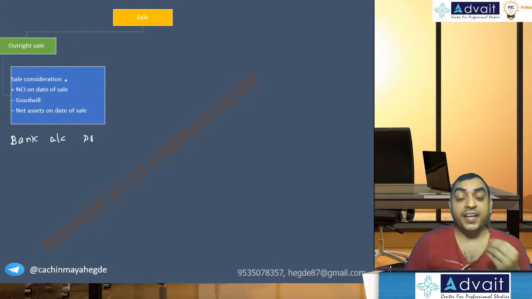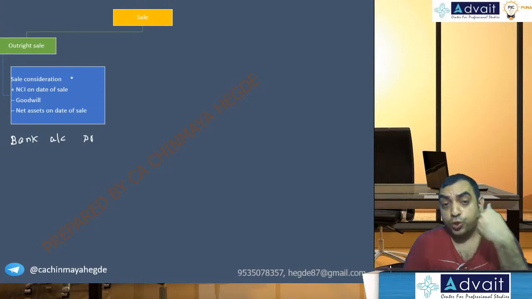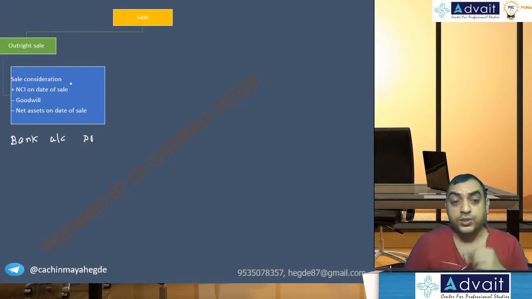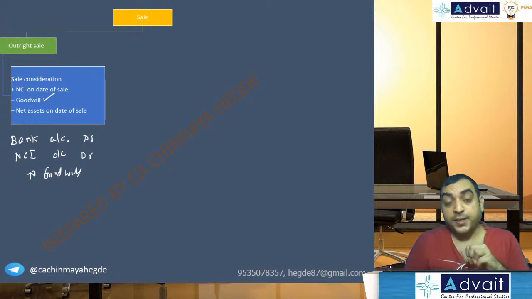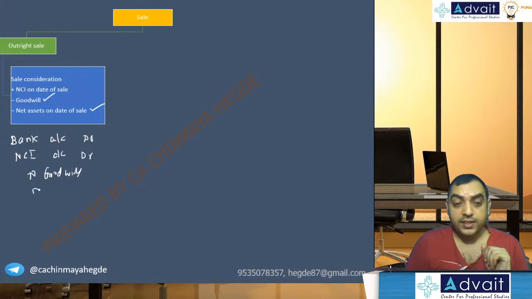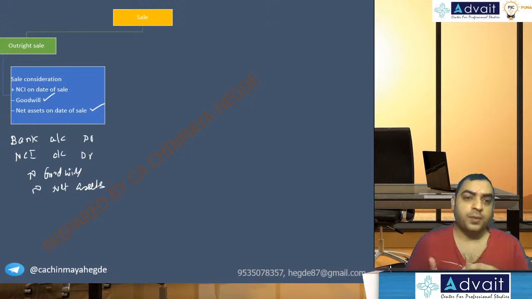Then NCI on the date of sale. NCI will have a credit balance. Now to be de-recognized, that should be taken out from the books, so the NCI account is also debited. Goodwill will have a debit balance. That should be de-recognized, so it will be subtracted, that is, credited to goodwill. Now net assets of the subsidiary company will have a debit balance, all the assets minus liabilities. That should be taken out, that should be sold, so it will also be subtracted, that is, credited to net assets of the subsidiary. Any differential amount that comes will be transferred to the P&L account as a profit.